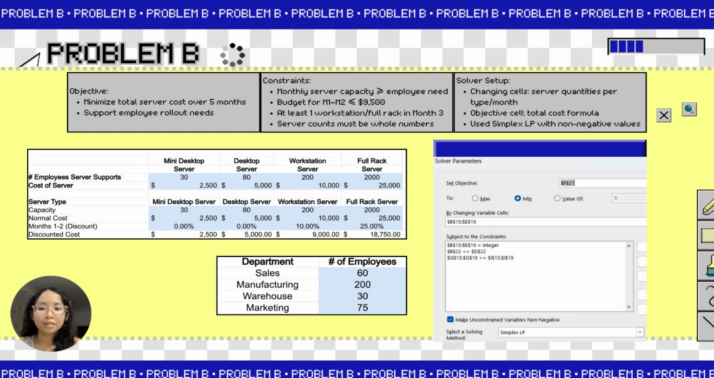So in the spreadsheet, we organized the data into sections for inputs, decision variables, and formulas to calculate total costs and monthly capacities. We used the Excel Solver tool, setting the objective cell to minimize total cost, identifying the variable cells, applying the constraints, and selecting the simplex LP solving method with non-negative values.